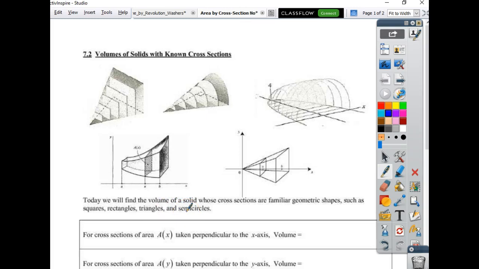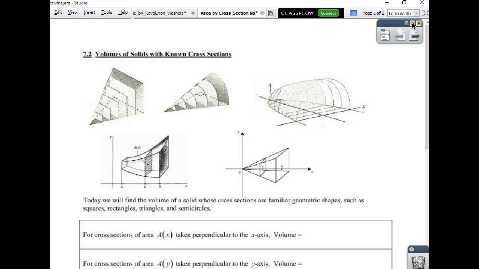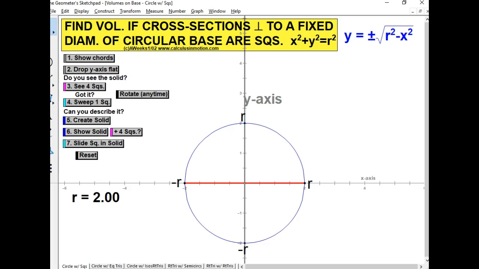So when we go through and deal with this, we want to look at this particular problem. And hold on, I've got to find out where I put my thing. This first thing we're going to look at is a volume with a cross-section perpendicular to a fixed diameter of a circular base, and the cross-section is a square. We're going to be perpendicular to the x-axis in this particular case.